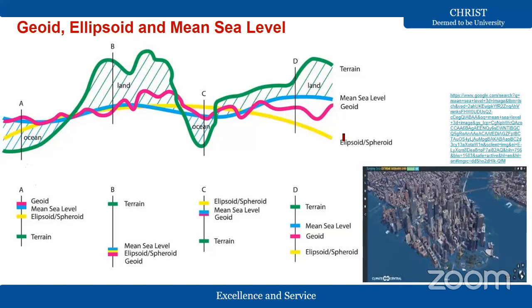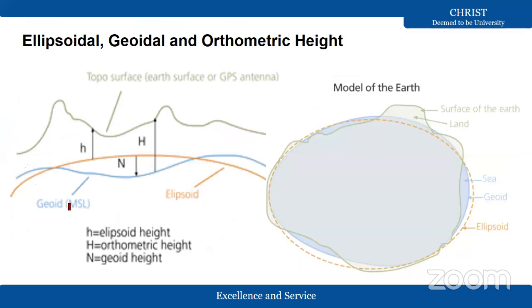Whether you are going to measure the geoid height or ellipsoidal height or orthometric height. See, in the next slide, you will be knowing this one. Here there's a geoid, this is a geoid, MSL, mean sea level. This is the ellipsoid. This is the topographical actual surface of the Earth. So this small h is the ellipsoidal height, from the ellipsoid to the natural surface of the Earth.